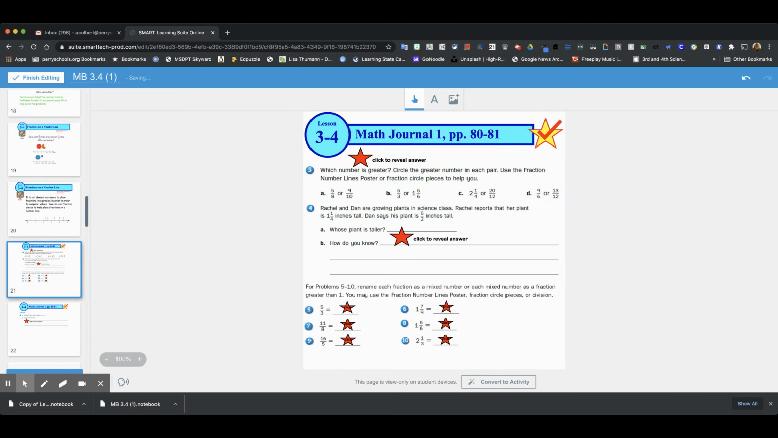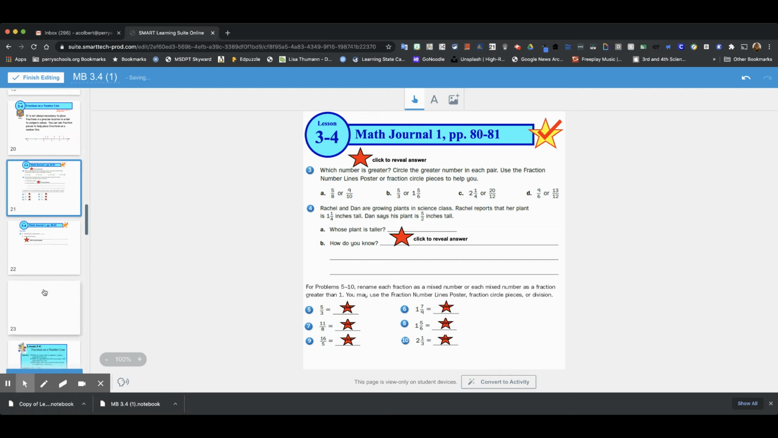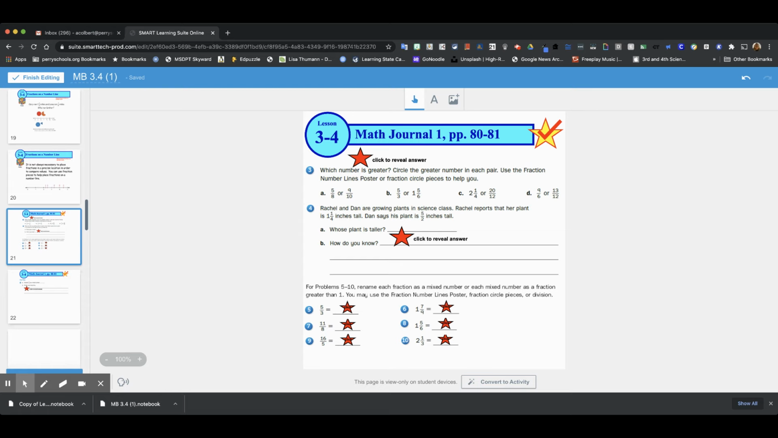So back to page 80, it is now time for you to work through some problems on your own. We see problems 3 and 4. Number 3 says which number is greater. So you've got A, B, C, and D, where you can compare your fractions and mixed numbers. Number 4, Rachel and Dan are growing plants in a science class. Rachel reports that her plant is 1 1/4 inches tall. Dan says his plant is 5/2 inches tall. Whose plant is taller? And how do you know?